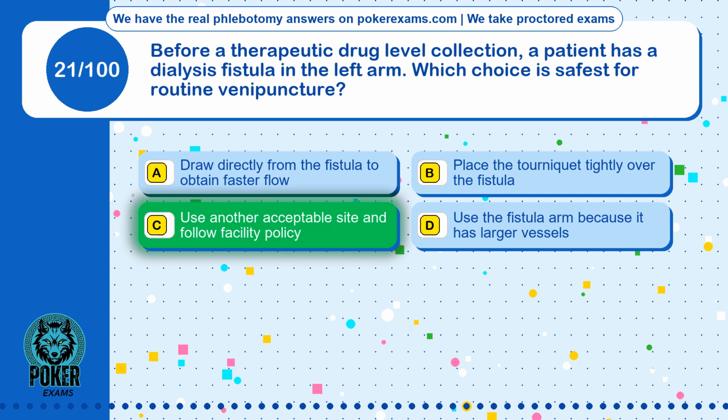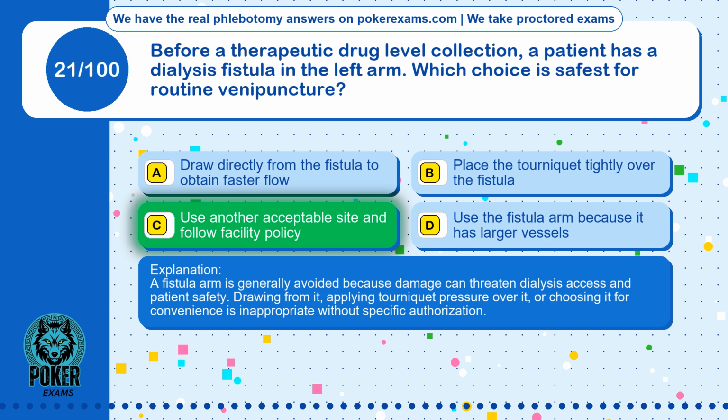The correct answer is option C. Use another acceptable site and follow facility policy. A fistula arm is generally avoided because damage can threaten dialysis access and patient safety. Drawing from it, applying tourniquet pressure over it, or choosing it for convenience is inappropriate without specific authorization.